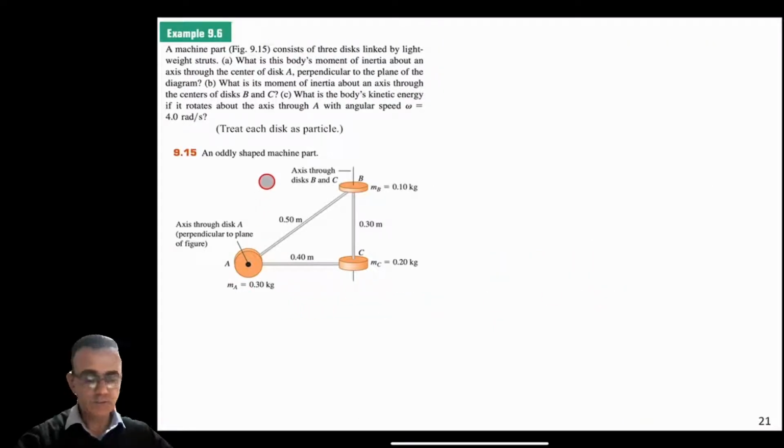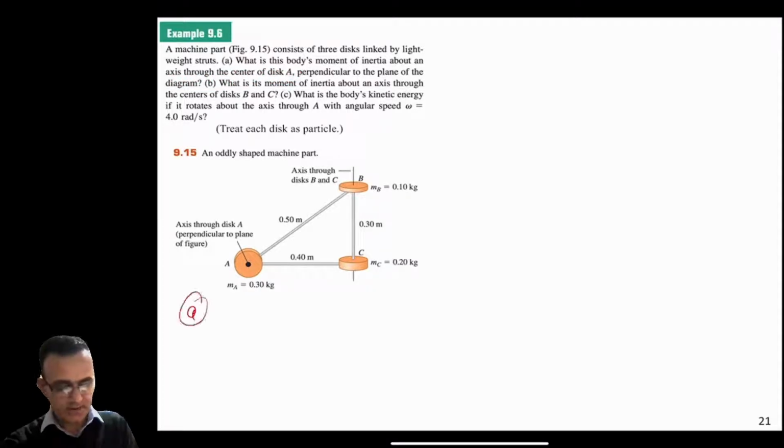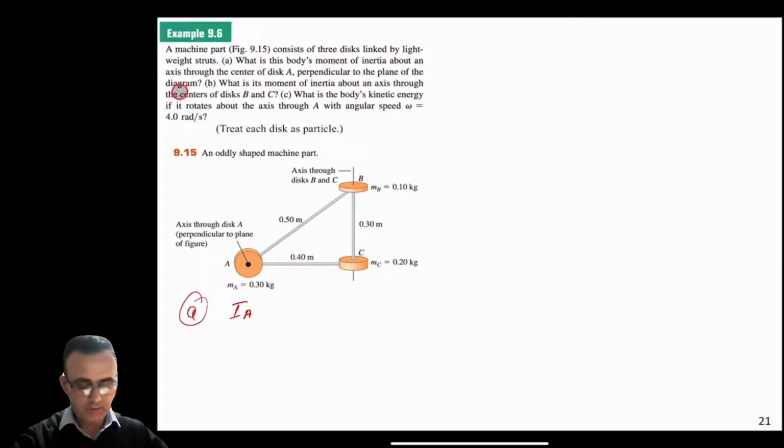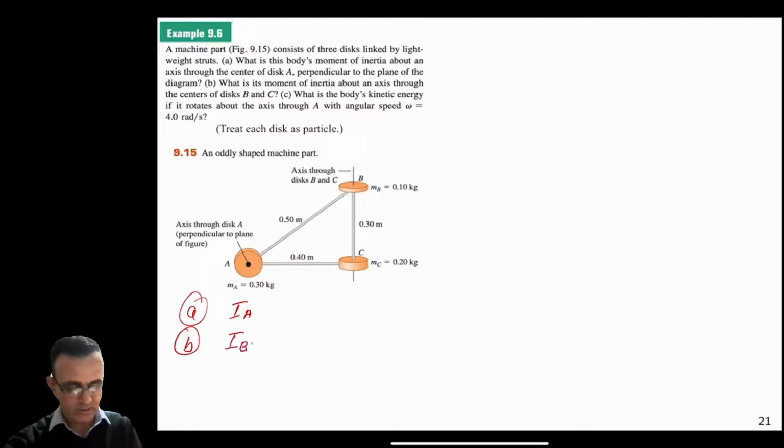Okay, so now this is again a very interesting numerical example. A machine part consisting of three discs is linked by lightweight studs here. What is the body's moment of inertia about an axis that passes through disk A? So in part A, we need to calculate I about A, perpendicular to the plane of the diagram. And in part B, you need to calculate the moment of inertia about the axis through the centers of disks B and C, so you calculate I_BC.